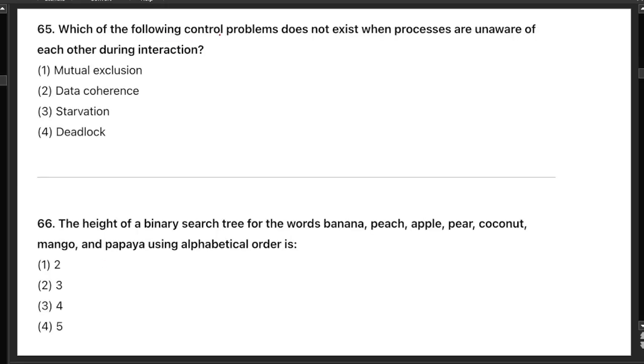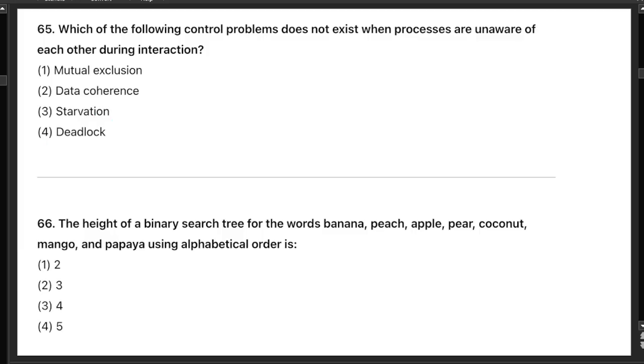So which of the following control problems does not exist when processes are unaware of each other during interaction? Option A is mutual exclusion. Option B is data coherence. Option C is starvation. And option D is deadlock. So what do you think is the correct one here?